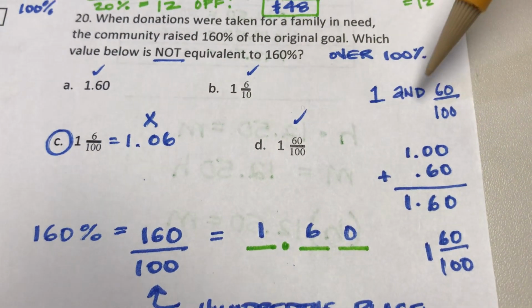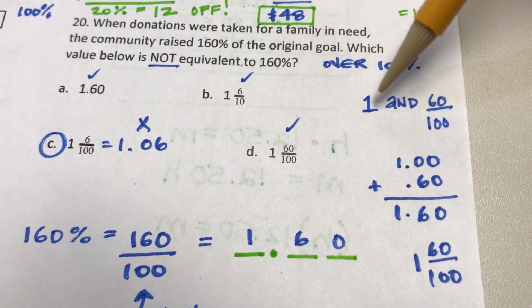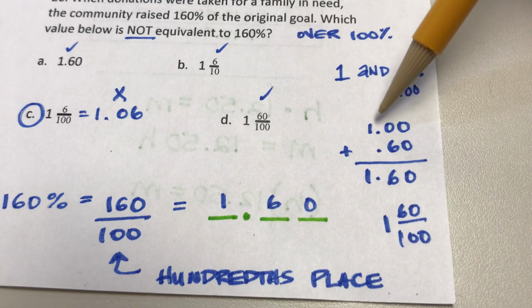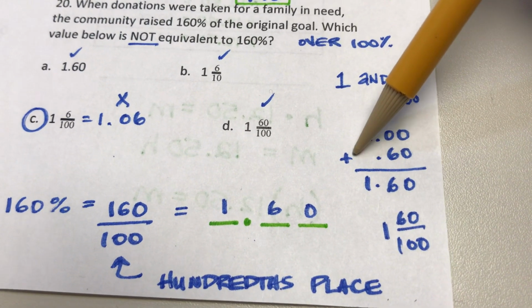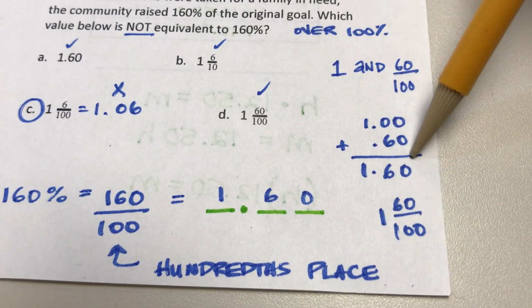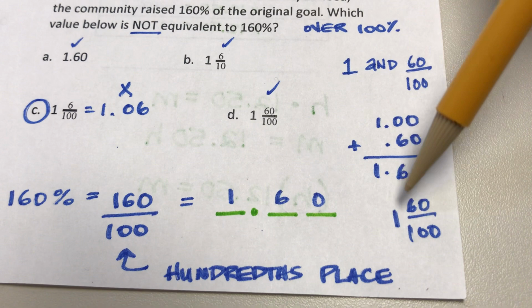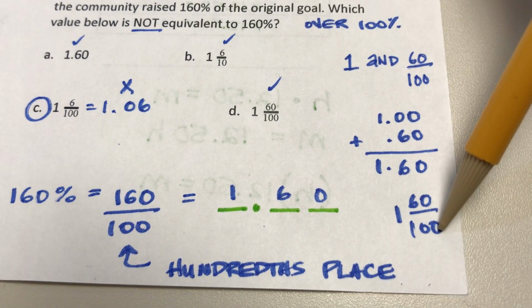The decimal point is the word "and." This is 1 and 60 hundredths, okay? 1 and 60 over 100. Here's your 1.0. Here's your 60 hundredths, 1 and. So we're adding them, 1 and 60 hundredths more. That's 1.60, okay? That is 1 whole and 60 hundredths as a mixed number.